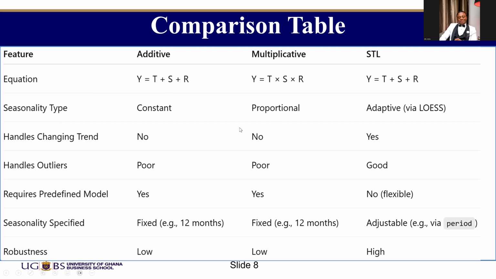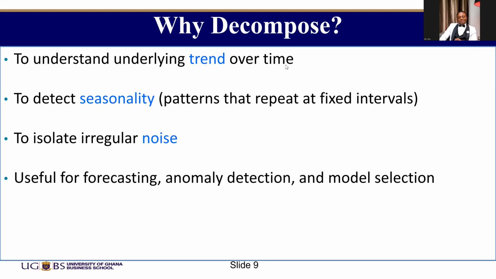Now, the table here will tell you a bit of the differences in all of them. But the key point you want to take note of is that the STL is more important, and it's really, really good compared to the rest. Why do you decompose? Why don't you just have the time series there?